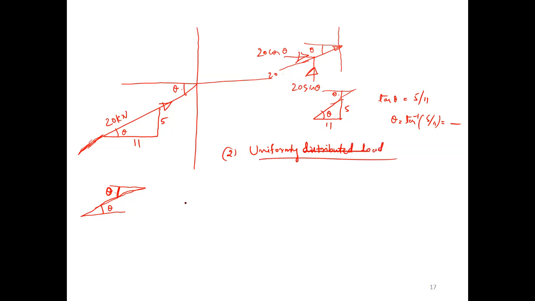Uniformly distributed load. The name itself indicates the load is distributed uniformly over the member. So W per unit length, or sometimes it may be expressed like this. This is also UDL. What is meant by uniformly distributed load? Whose intensity is the same throughout the span.